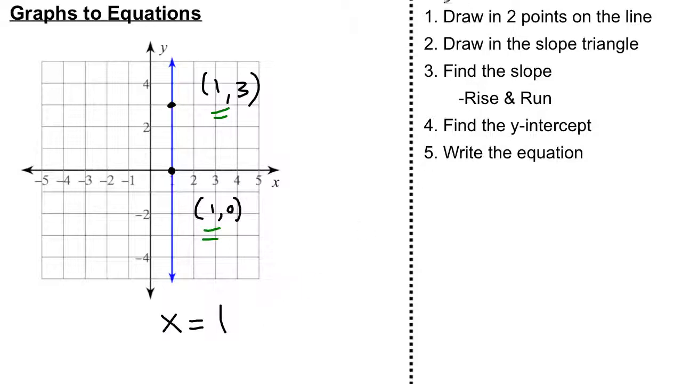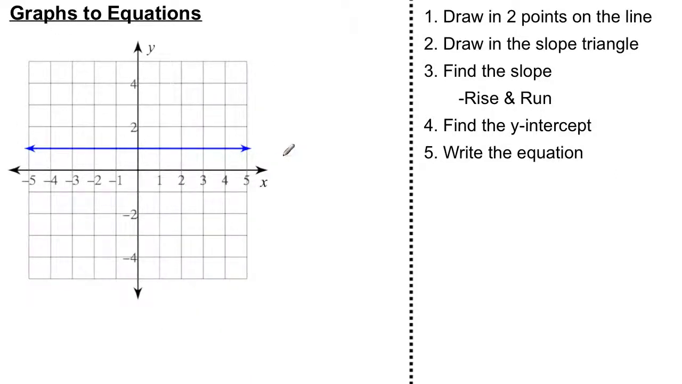Okay, so these steps don't apply, other than this first one does. Can't draw a slope triangle. You can't find the slope. And the y-intercept, you can't find that, but you can write an equation. Okay, so x is equal to 1. Let's go on to the next problem.